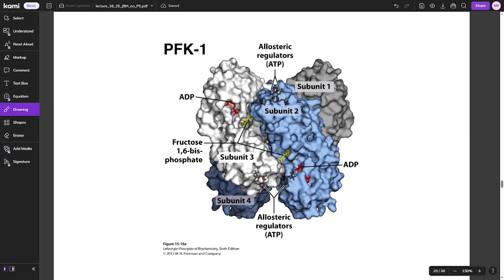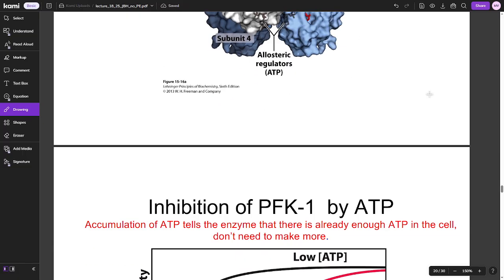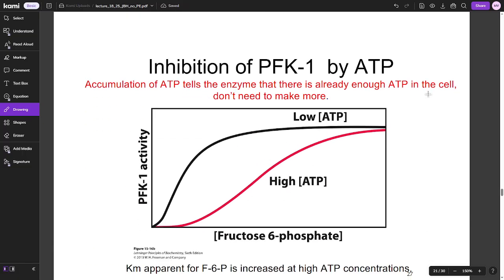And here is an example of what that enzyme looks like. You don't need to know how the structure looks. It's a bit of a hassle. So if you look at the inhibition here, here's what it looks like.